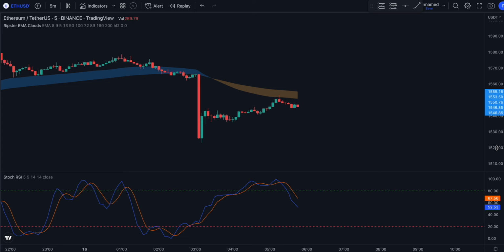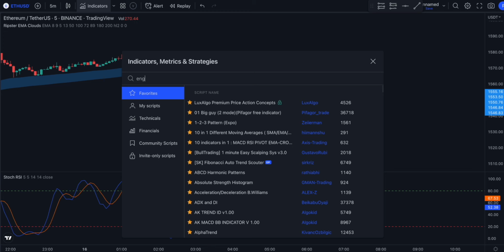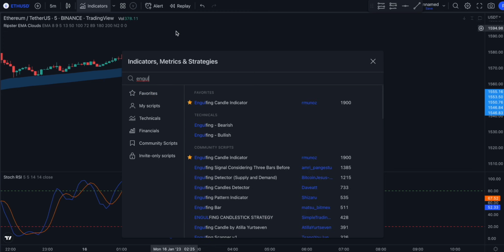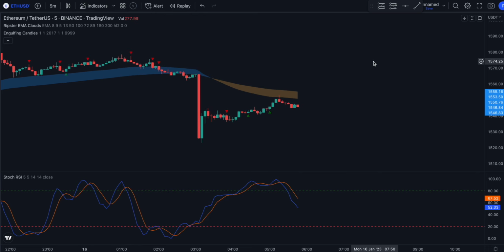Finally, to complete the strategy, we will need to add one more indicator to the chart. So go back to the Indicators menu one more time and search for an engulfing candle. Select this script created by Munoz. So how exactly should you enter buy and sell trades?